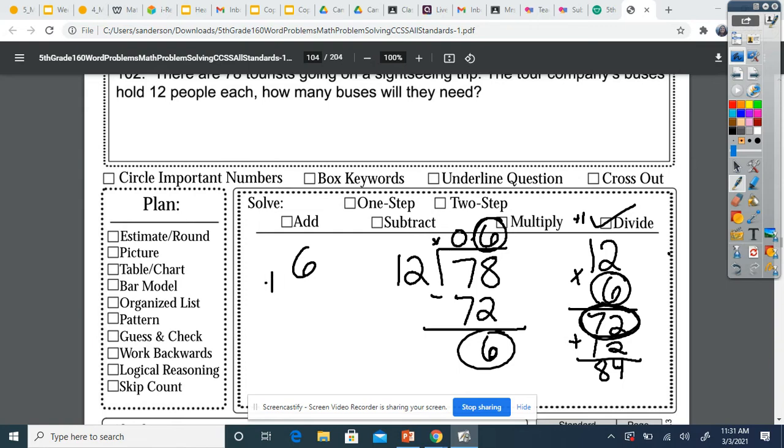So we need one more bus to hold these 6 people, because our remainder is the amount of people left over after your buses are filled. So we need one more bus. So that would make 7 buses is how many they're going to need.